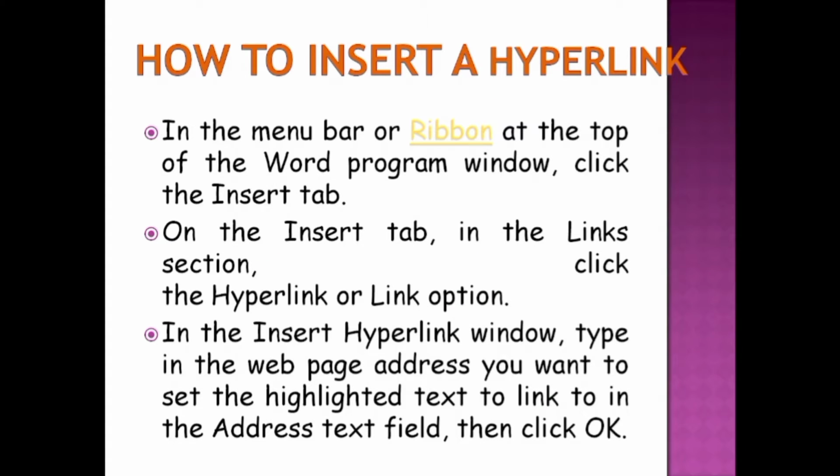In the menu bar or the ribbon at the top of the Word program window, click on the Insert tab. On the Insert tab, in the Links section, the hyperlink or link option is available. In the Insert Hyperlink window, type in the web page address you want the highlighted text to link to in the address text field, and click on the OK button. By using this method, you can create a hyperlink in your MS Word document.